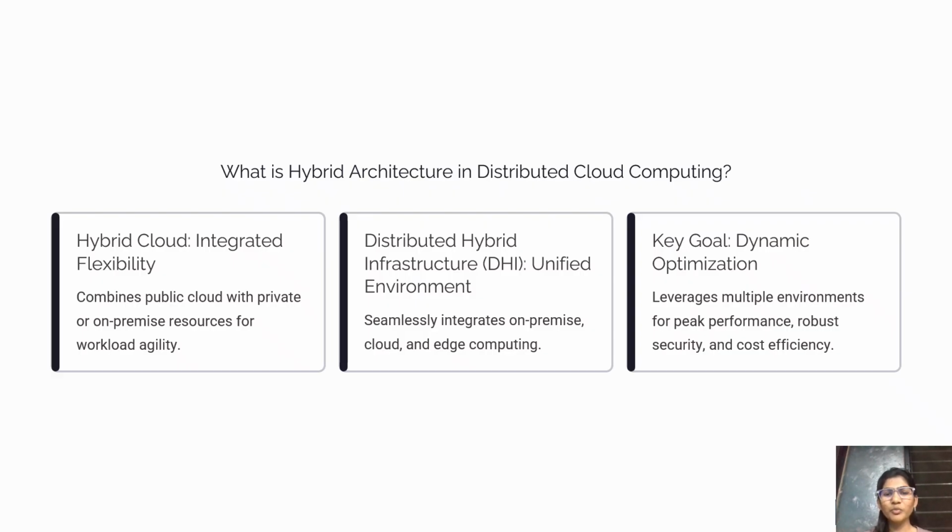A hybrid cloud means using a mix of public cloud services like AWS and Google Cloud and private on-premise services like your company's own server. Key goals are dynamic optimization, multiple environments for peak performance, robust and secure, and cost efficient. Hybrid cloud also integrates flexibility and dynamic optimizations. So now move to the next slide.